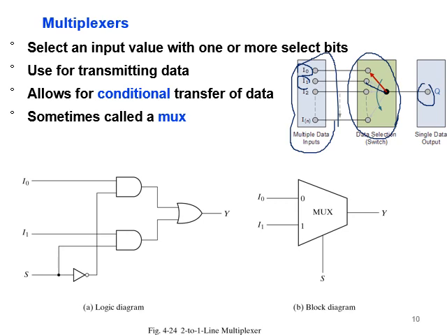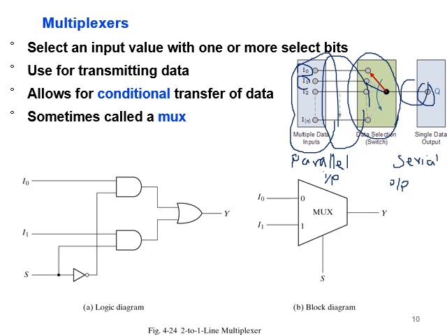In general, we have parallel inputs and a serial output. So we select them to appear in a serial way. The inputs are many inputs in parallel, and the output will be just one output.